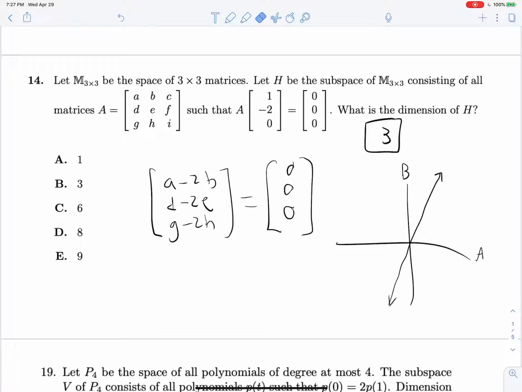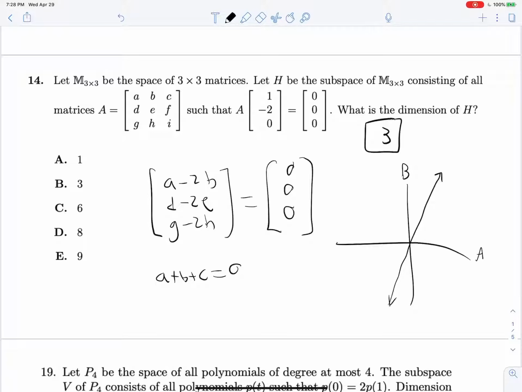A line is one-dimensional. If this was A plus B plus C equals 0, you can think of that geometrically as X plus Y plus Z is equal to 0, just a plane passing through the origin. A plane is two-dimensional. This thing has 2 degrees of freedom.